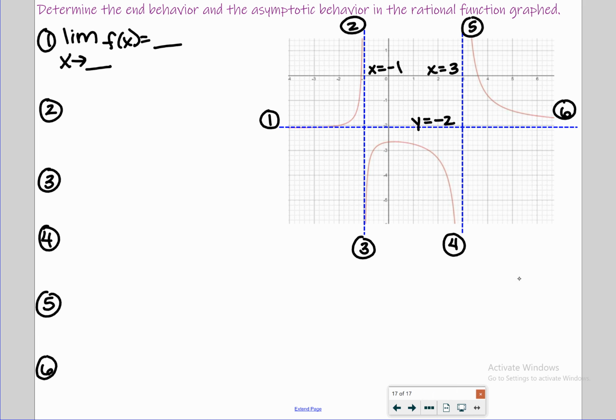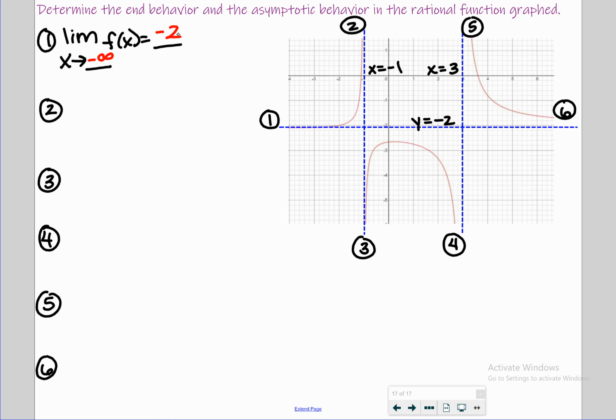So end behavior number 1. What is x approaching if I were to extend that line in that direction? Not positive infinity, negative infinity. And what's the y getting close to? It's getting close to the asymptote at -2 because it's leveling out. It's not going up forever. It's not going down forever. It's leveling out at that asymptote as I continue to the left.